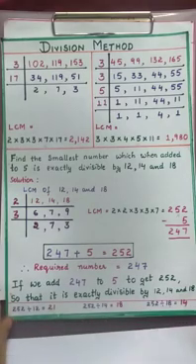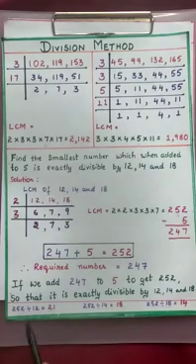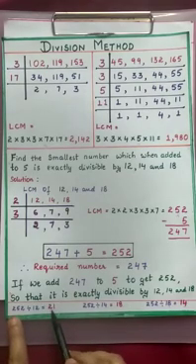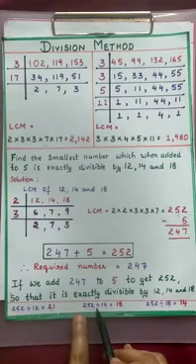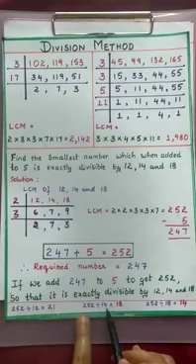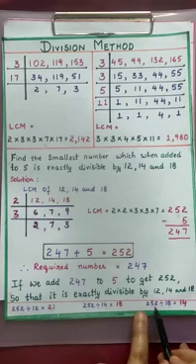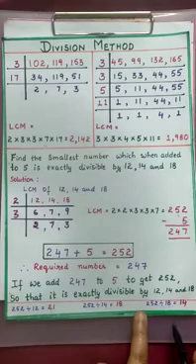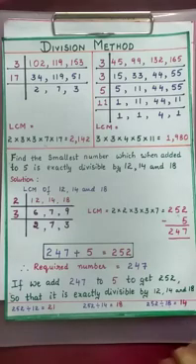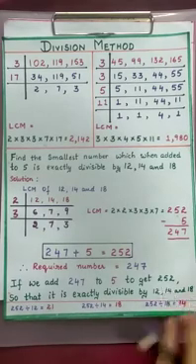Children, you can check here. If you divide 252 by 12, you get 21 as quotient and remainder 0. Again, if you divide 252 by 14, you get 18 as quotient and remainder 0. Again, the same way, if you divide 252 by 18, it gives 14 as quotient and leaves remainder 0. Children, if you want, you can check by actual division.